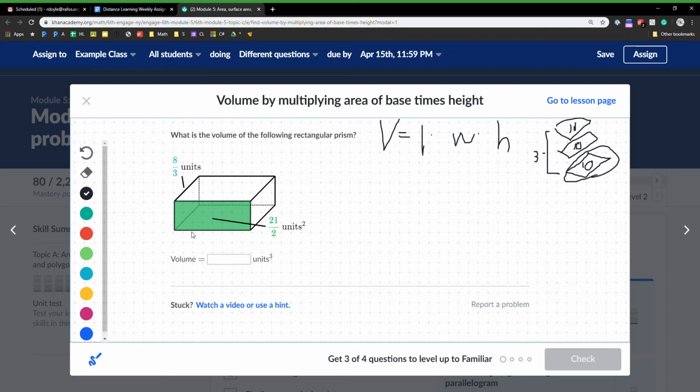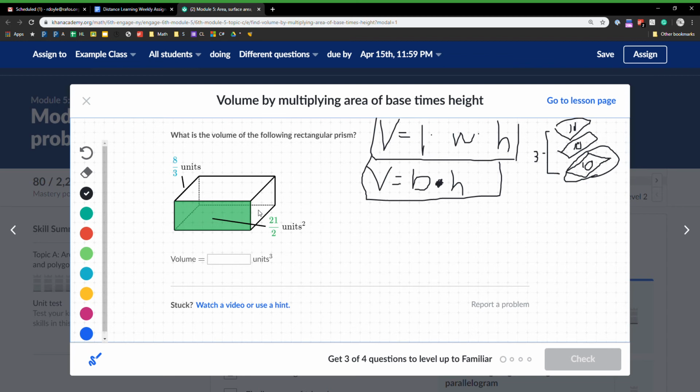So the other way to find volume, instead of doing length times the width times the height, is to find the area of the base and then multiply that times the height. This is one way, and this is another way you could do it. That looks like a minus sign, it's supposed to be a times.